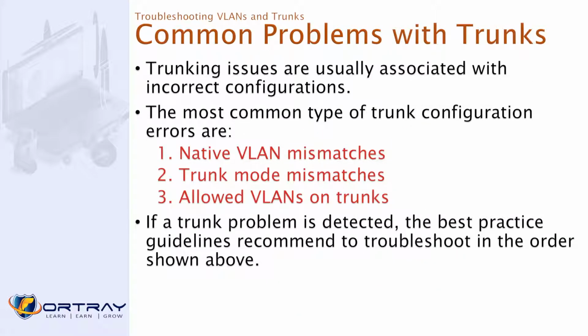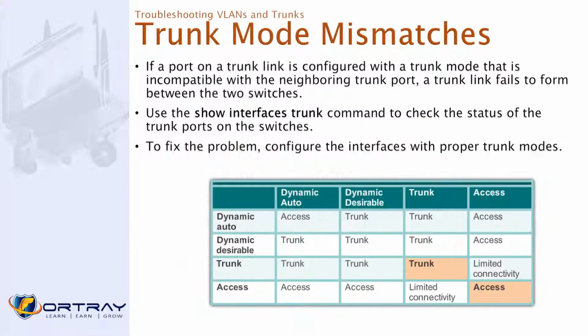Okay, common problems with the trunk. Trunking issues are usually associated with incorrect configuration. The most common are native VLAN mismatch, trunk mode mismatch, and allowed VLANs on the trunk. If a trunk problem is detected, the best practice guideline recommends troubleshooting in order.